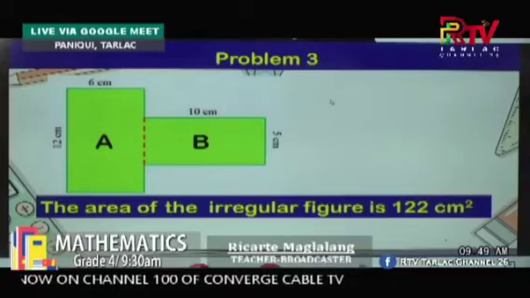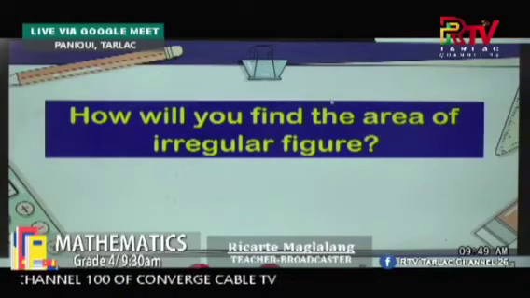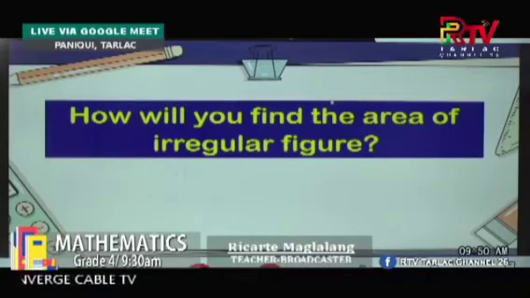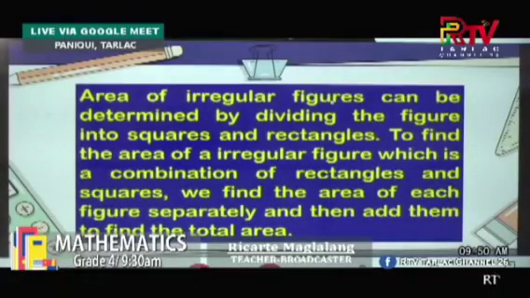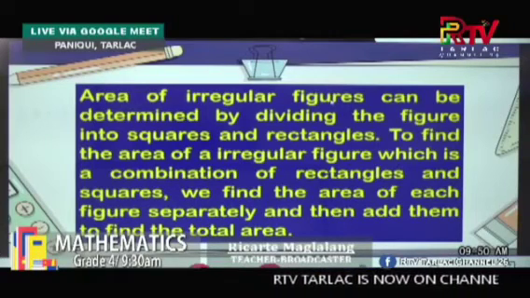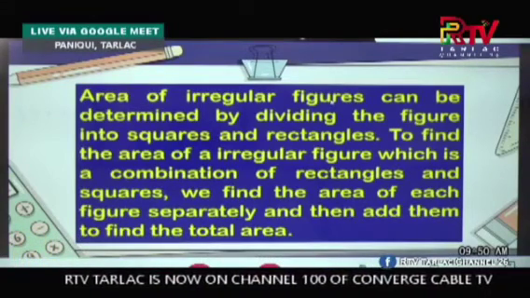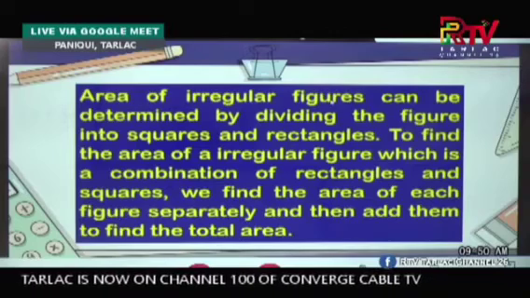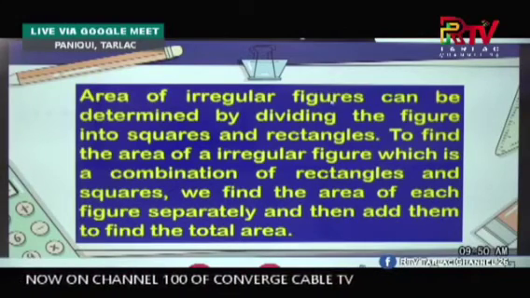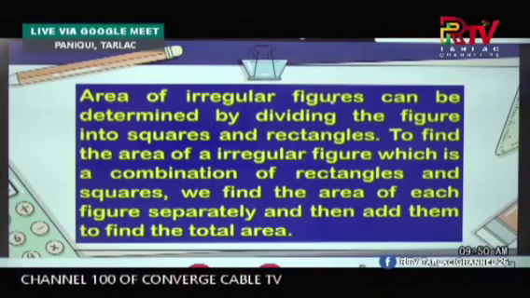Let's wrap up what you have learned today. How will you find the area of an irregular figure? The area of irregular figures can be determined by dividing the figure into squares and rectangles. To find the area of an irregular figure, which is a combination of rectangles and squares, we find the area of each figure separately and then add them to find the total area.